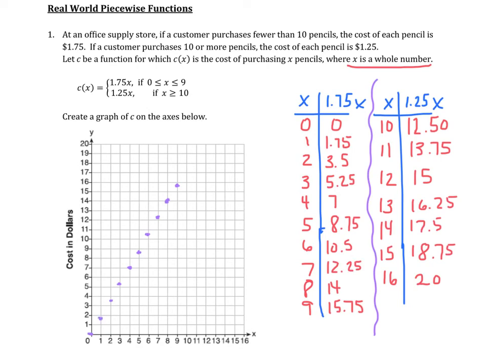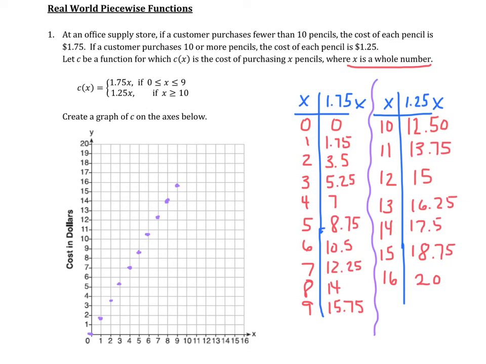All right, and like I said, I know it seems weird, but you're going to leave those just as solid points. Because if I connected them, it would indicate that I could buy 1.5 pencils or 3.6 pencils, and you can't. That doesn't make any sense. So we leave those as solid dots. Okay, now I pick up and I have another graph, another rule to follow. So I'm going to do that in a different color, and I'm going to start that at 10, 12.50.